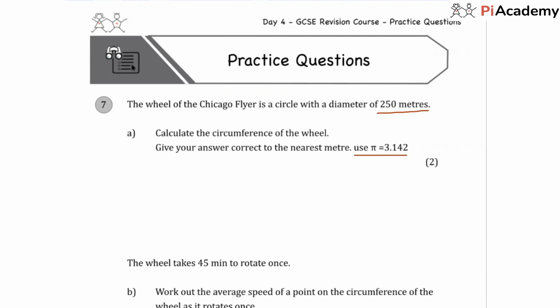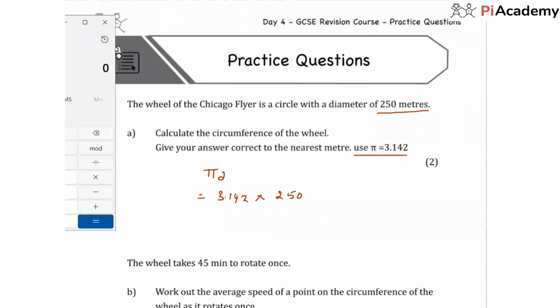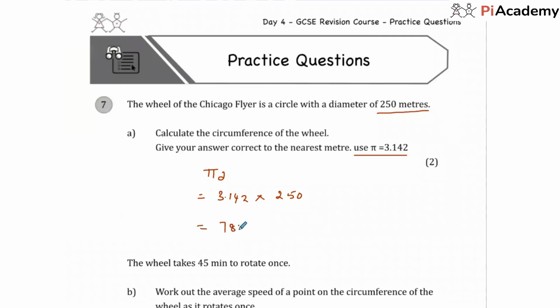Now, the circumference formula is pi d, right? When you are given the diameter, it is pi d. So 3.142 times 250 meters, which is 785.5 meters square.